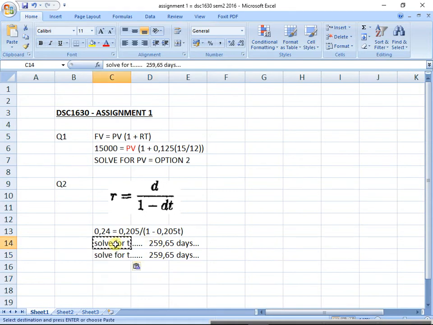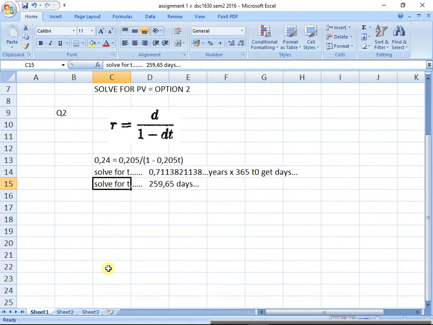Well, you actually get time. Let me just show you this rather. There are 2 steps here. Time comes out to 0.71138211138 years, which you would then multiply by 365 to get days, because the question asked for days. So it's easy to get the t. You just need to remember to times by 365.